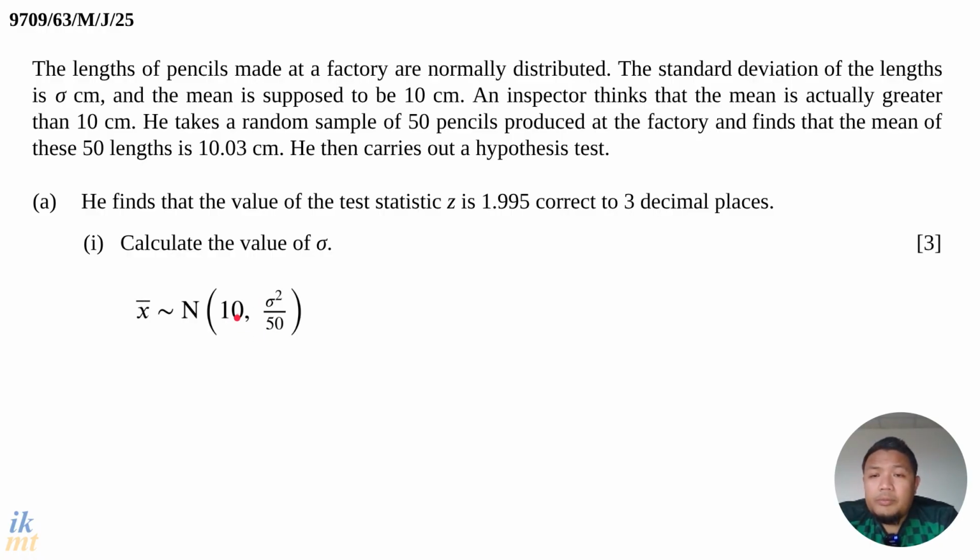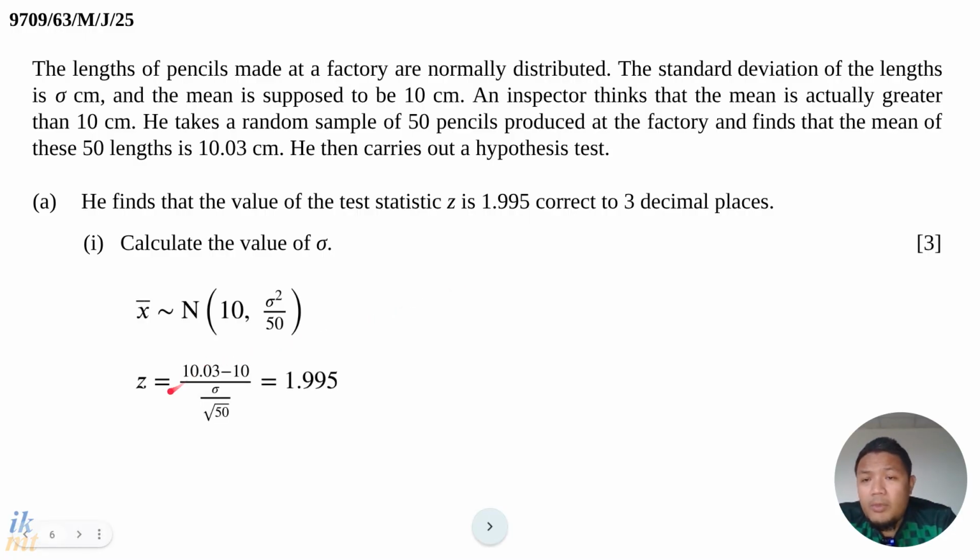And then the variance of the sample mean would be the variance of the original population, which is sigma squared, divided by the sample size, which is 50. So this is our distribution, and now I'm going to use it. All right, so let's go ahead and calculate the test statistic, and we will set it to 1.995.